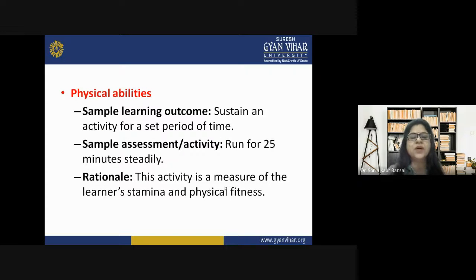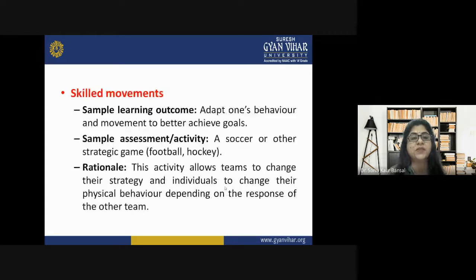Then we are assessing the physical abilities. It is about sustaining an activity for a set period of time, how long you can sustain it. The activity related to that which can be given to the students is to run for 25 minutes steadily. The rationale is that this activity is a measure of the learner's stamina and physical fitness as well.